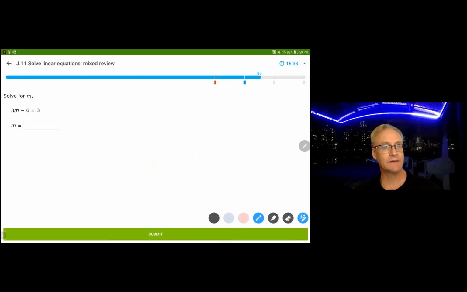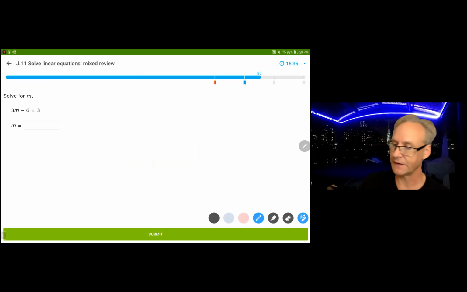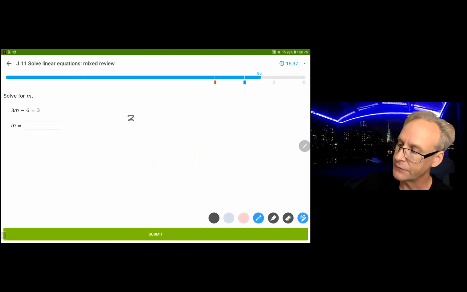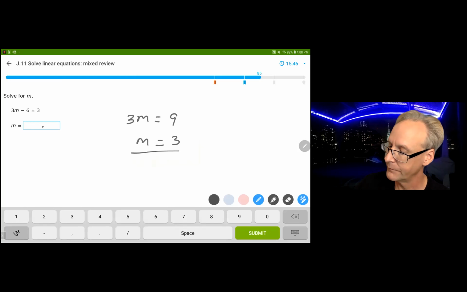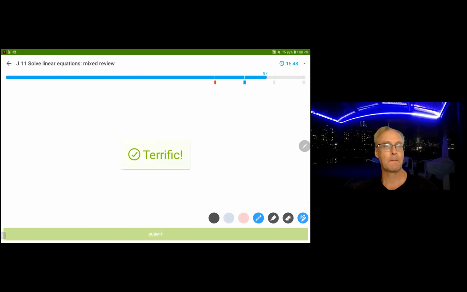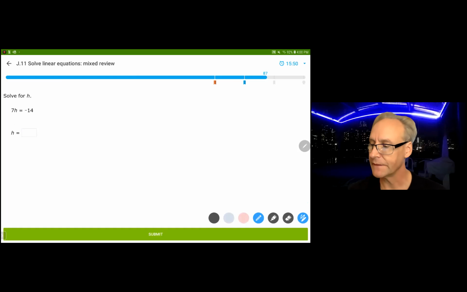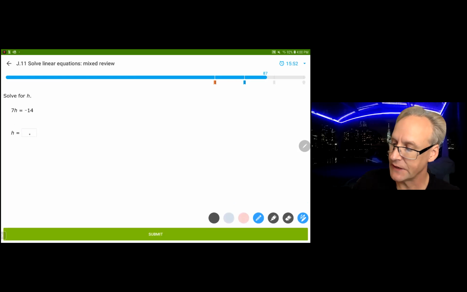In this one, we're going to add 6 and then divide by 3, which is going to give us 3. 3m is equal to 9, because I added 6 to both sides, and then I divide by 3, and I get 3. And we're almost done. We're getting there. Divide by 7, and you get negative 2.